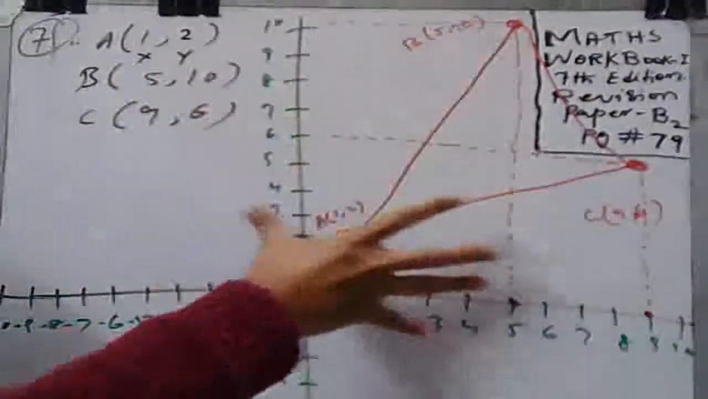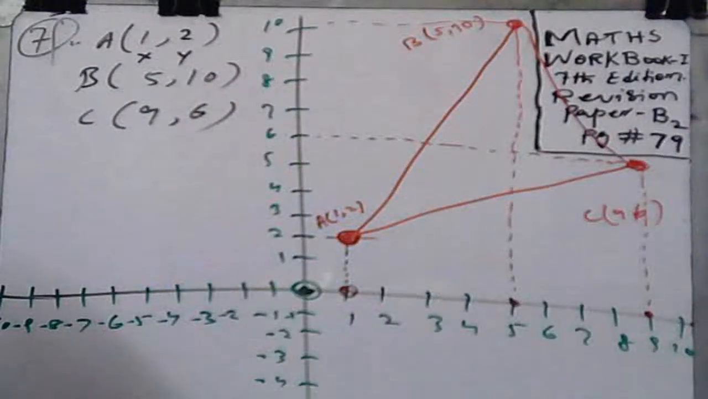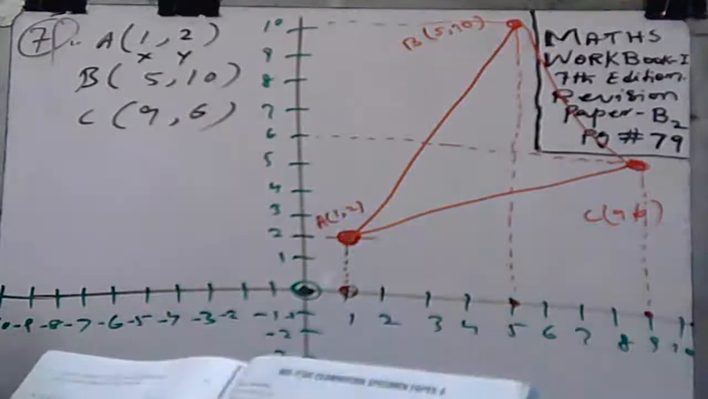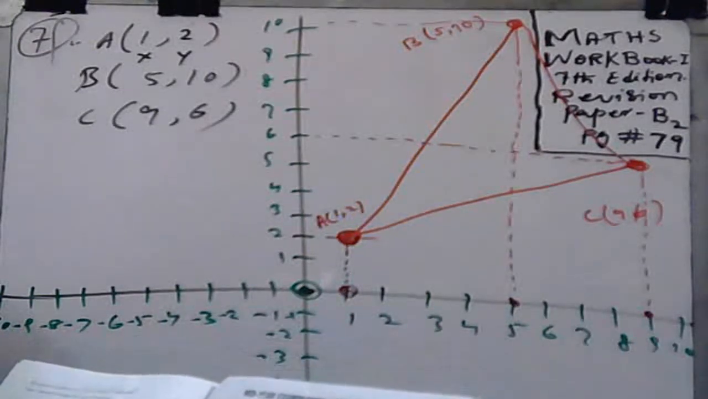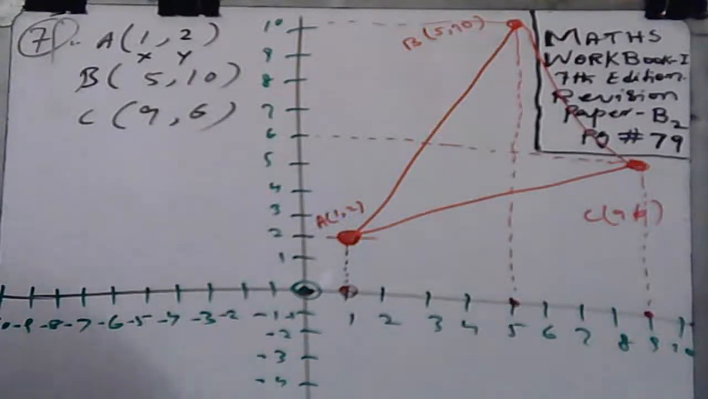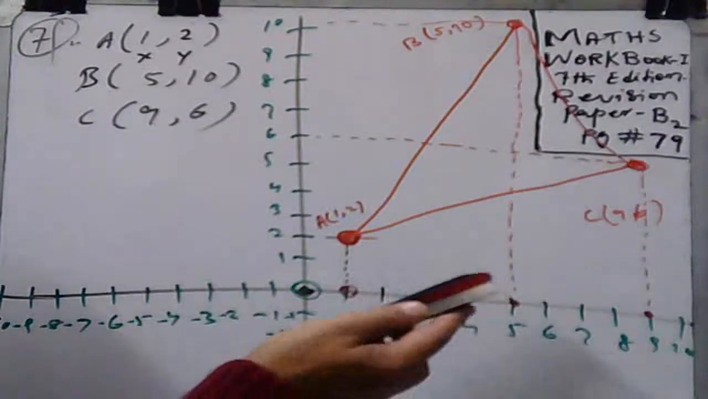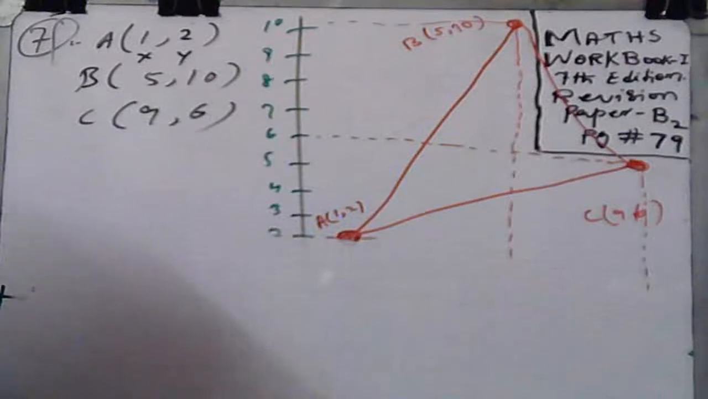Now coming to question number 8: on a sheet of graph paper, using a scale of 1 centimeter to represent 1 unit on both sides, draw the graphs. Three equations have been given to us. Once again you have to draw the same graph like this. First, when you are given an equation, you have to find the points for each.